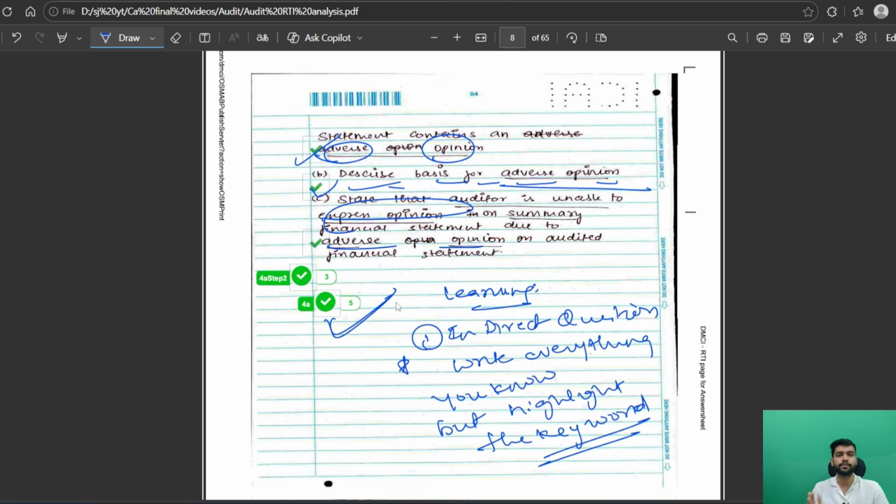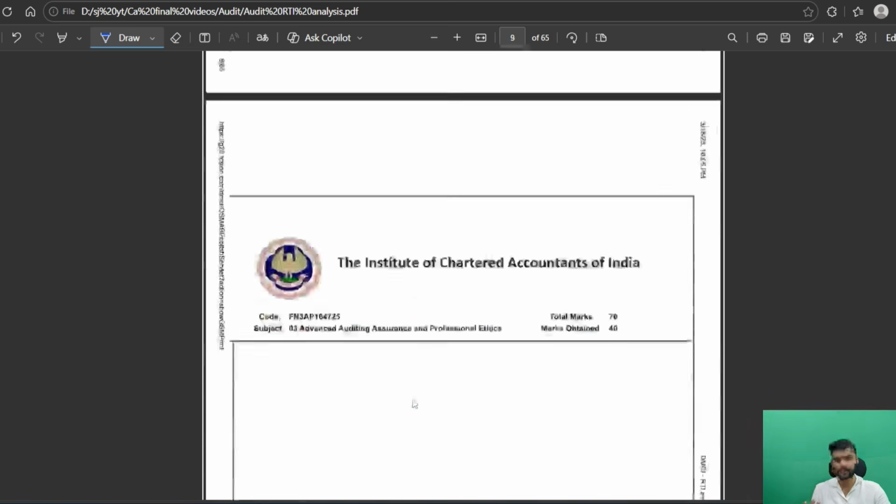If you skip the video from here and take this learning with you while learning audit, that you have to mug it up, you have to learn the keywords. If you do not write the keywords, even if you write a big paragraph, ICAI will not give you marks. The examiner will not even see that. So 5 keywords, 5 marks, that's it. I will show you the next question.